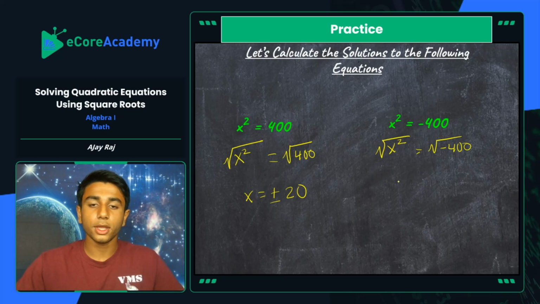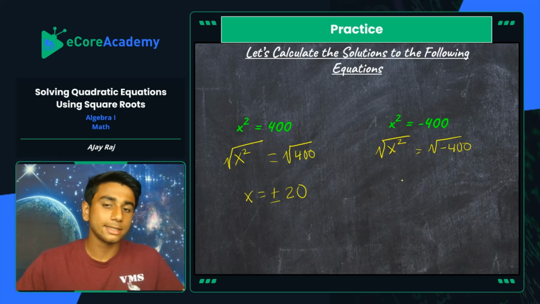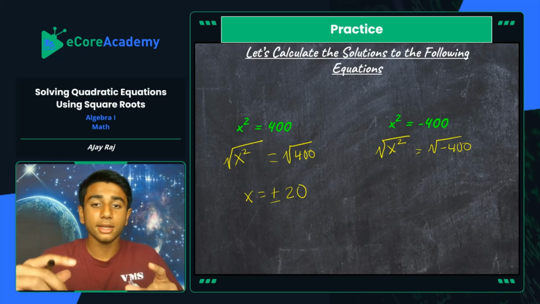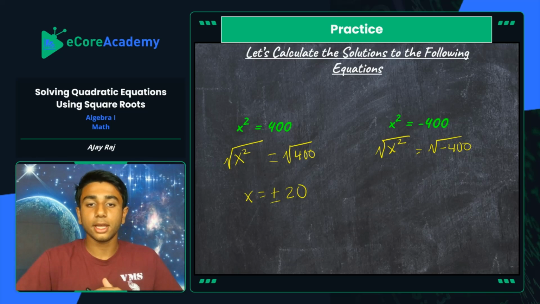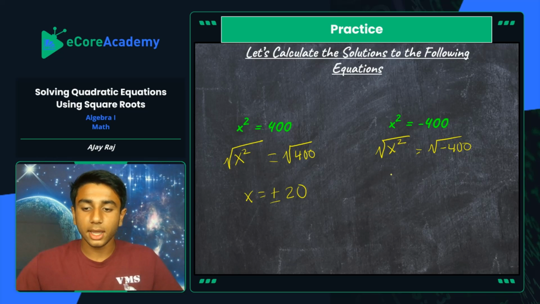And in this case, we know that you can never find the square root of a negative. It's impossible. No two numbers of the same sign can be multiplied together to get a negative. So that means that this is essentially a no solution problem. There's no possible solution.